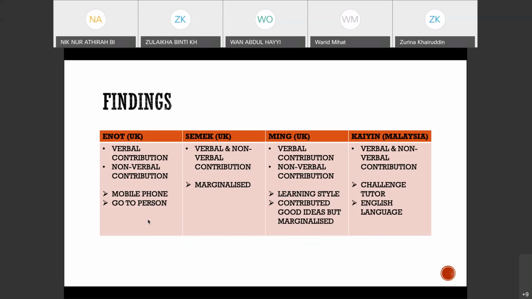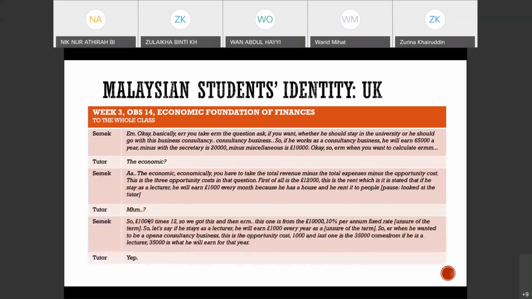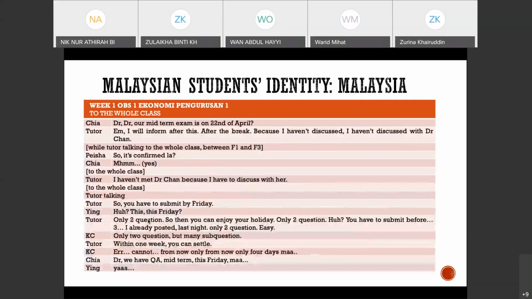All right, so this is one of the examples. I'm not going to bore you with the extracts, but this is one of the examples where I told you Sam actually volunteered and explained her answer to the whole class. Even though she was marginalized in the beginning, she still shared her answer, okay?